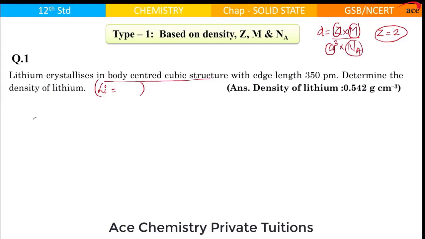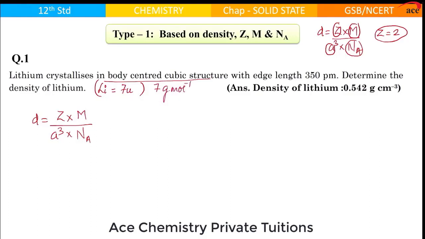So, what is the formula that we use? The formula that we use is D is equal to Z multiplied by M divided by A cube into Na. This is the formula that we are aware of, where Z stands for rank, M stands for atomic mass, and A stands for edge length. The molar mass of lithium, which will be given in the exam, is 7 u, or more often it is given as 7 gram per mole.